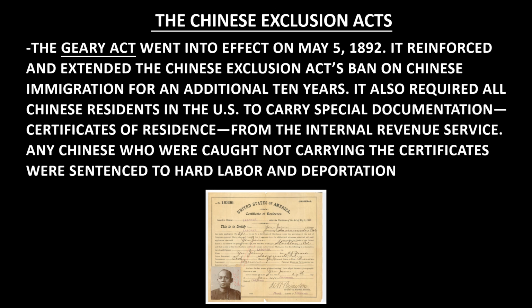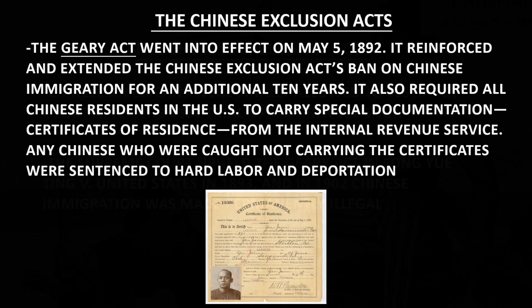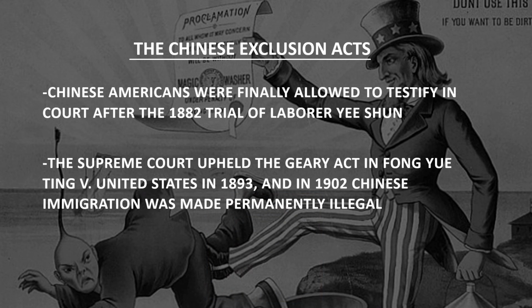The Geary Act went into effect on May 5, 1892. It reinforced and extended the Chinese Exclusion Act's ban on Chinese immigration for an additional 10 years. It also required all Chinese residents in the U.S. to carry special documentation, certificates of residence, from the Internal Revenue Service. Any Chinese who were caught not carrying the certificates were sentenced to hard labor and deportation. Chinese Americans were finally allowed to testify in court, after the 1882 trial of laborer Yi Shun. The Supreme Court upheld the Geary Act in Fong Yue Ting versus the United States in 1893, and in 1902, Chinese immigration was made permanently illegal.